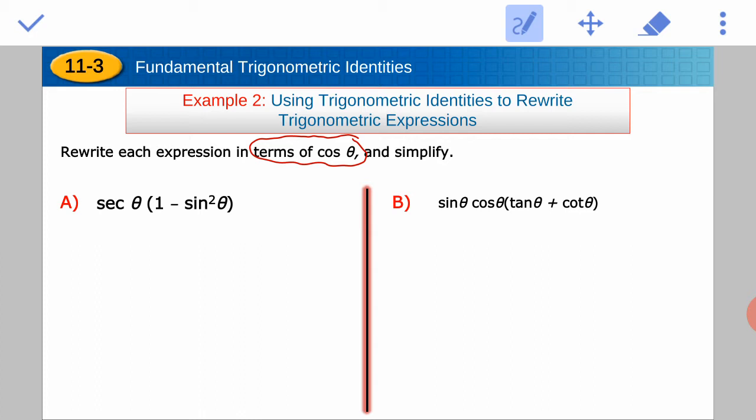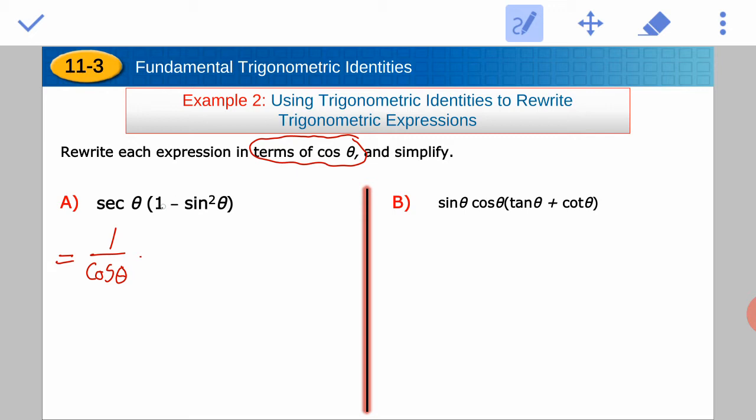Let's start with part A. Secant theta times 1 minus sine squared theta. Guys, what can be done with the secant? Secant is a reciprocal of cosine. This is very nice. This is what I need. So I'm going to replace secant theta with 1 over cosine theta.